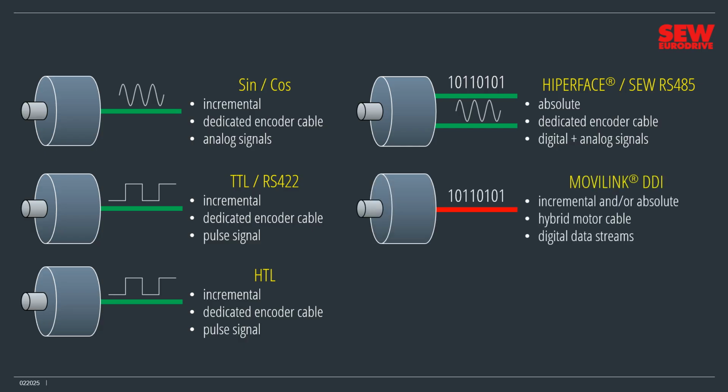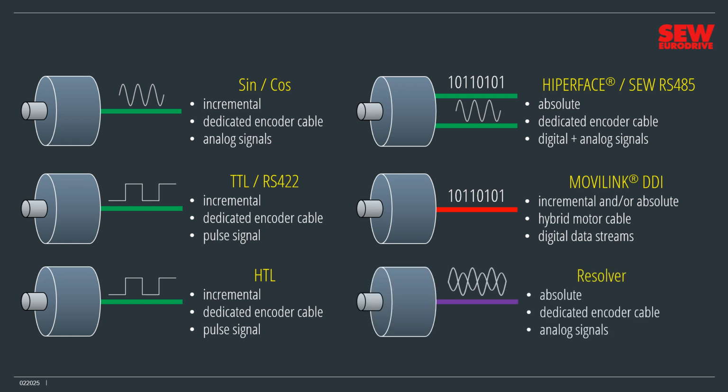The MoviLink DDI interface communicates incremental and/or absolute data over a hybrid motor cable. This sophisticated single-cable solution works in tandem with SEW Eurodrive's MoviLink DDI-equipped motors to send multiple digital data streams to the VFD. These can carry encoder information, electronic nameplate data, and motor sensor data. Finally, the resolver interface sends absolute position data over a dedicated encoder cable as a pair of analog signals. The VFD processes these into numerical positions.